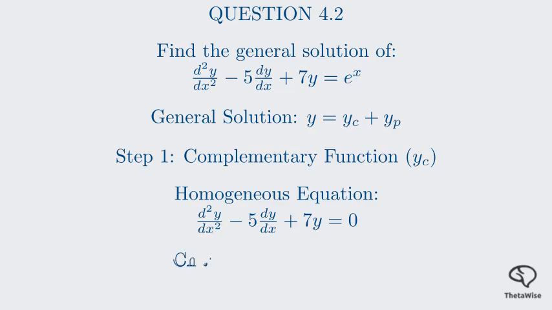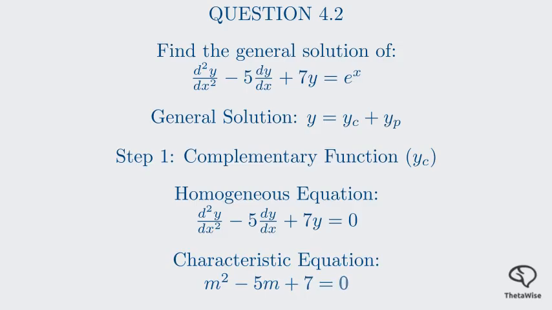The second derivative becomes m squared. The first derivative becomes m, and y becomes 1. So the characteristic equation is m squared minus 5m plus 7 equals 0. Now we need to find the roots of this quadratic equation. Since it doesn't look easy to factor, we'll use the quadratic formula.